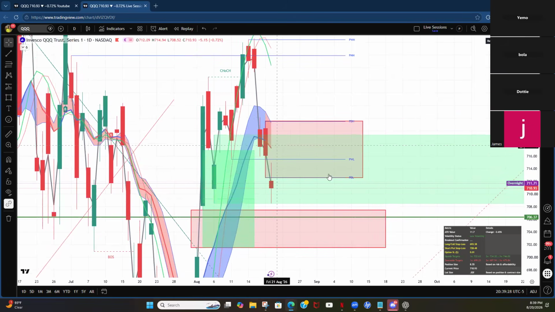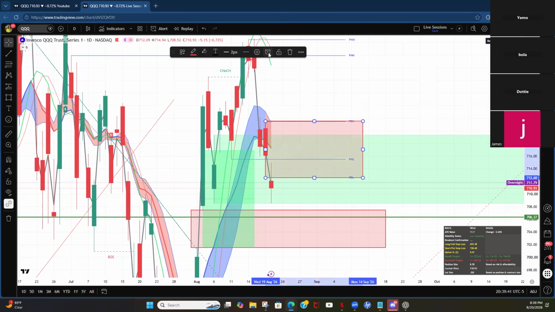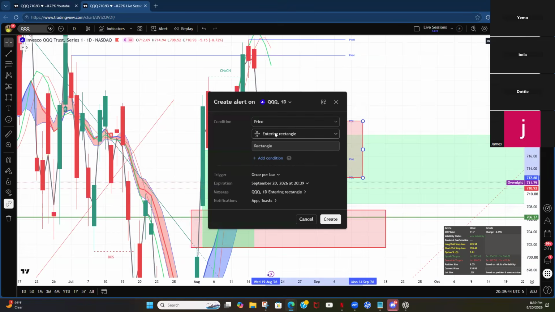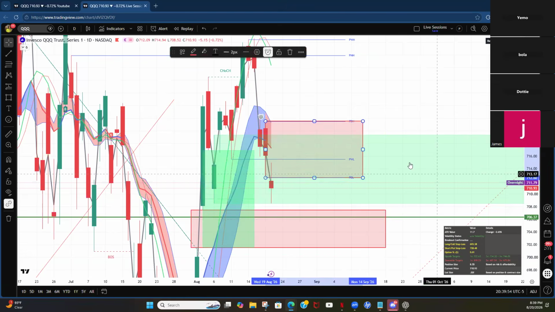So what you'll watch in the Qs is we still have to remain under 712.61. And if we get back in this box, you're just setting an alert. The way you set an alert in a box, I don't know if I showed you guys, you just click on the box. You can set it to where it's entering the box or exiting. Since we have a candle that is outside of the box, we could technically right now set an alert that says if we get back in it.